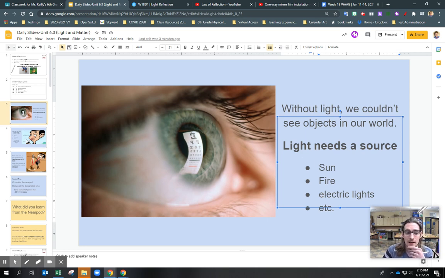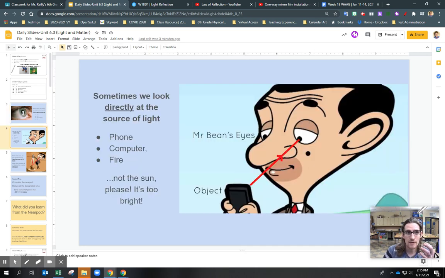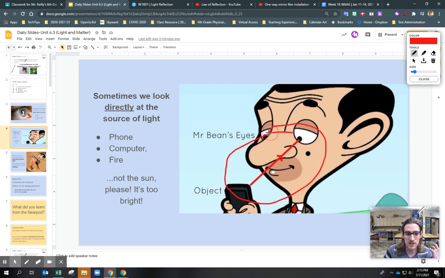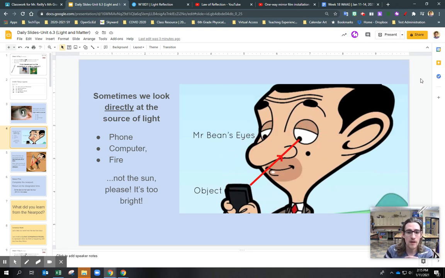Light doesn't always come from one of these inauthentic sources. Sometimes it's an electronic, besides electric lights, something like a phone, a TV, a computer. Sometimes we're looking at this light source directly. In this case, we can represent that light entering our eye as a straight pathway directly from that source of light to our eyeball. But a lot of the time, it's actually indirect.